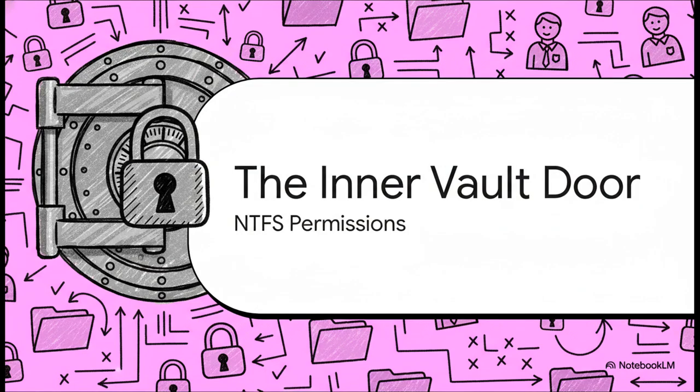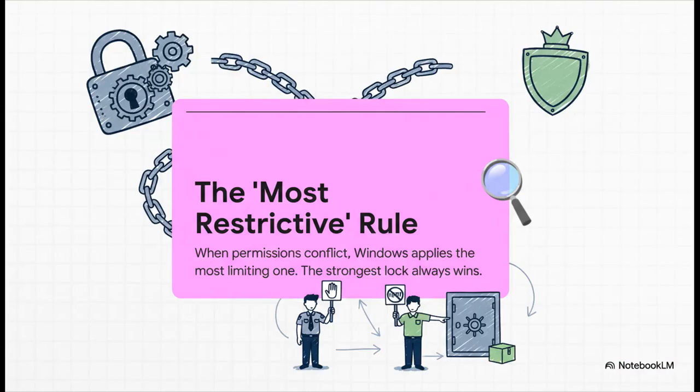So, you've made it past the main gate. Great. But now you're standing in front of the second layer of security, the lock on the actual vault door. In the world of Windows, this is all handled by NTFS permissions. And believe me, this is where security gets way more detailed. And this part is just brilliant. It's the core logic of the entire system.